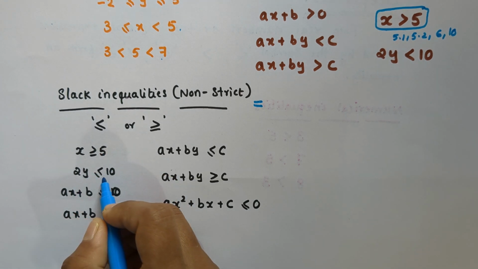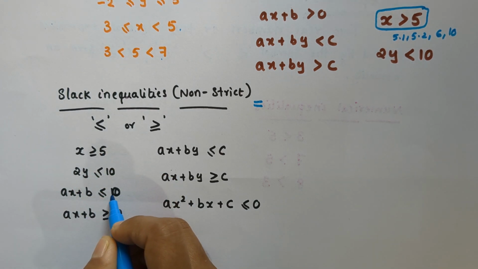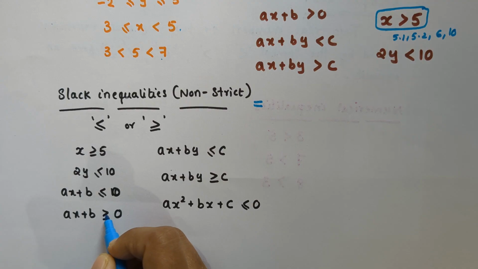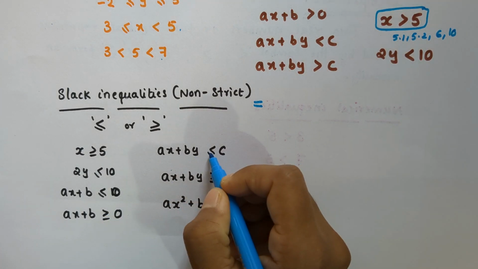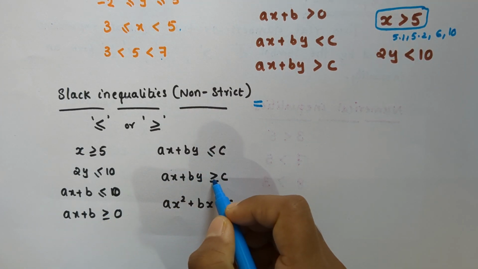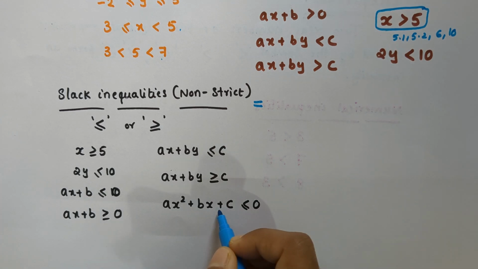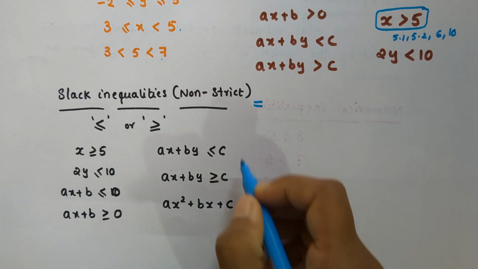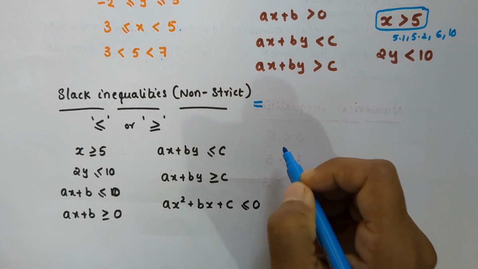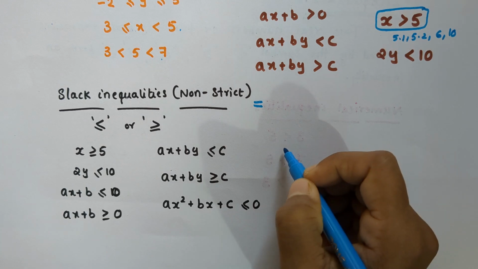Similarly, 2y less than or equal to 10, ax plus b less than or equal to 0, ax plus b greater than or equal to 0, ax plus by less than or equal to c, ax plus by greater than or equal to c, ax square plus bx plus c less than or equal to 0. All these are examples of slack inequalities or non-strict inequalities.